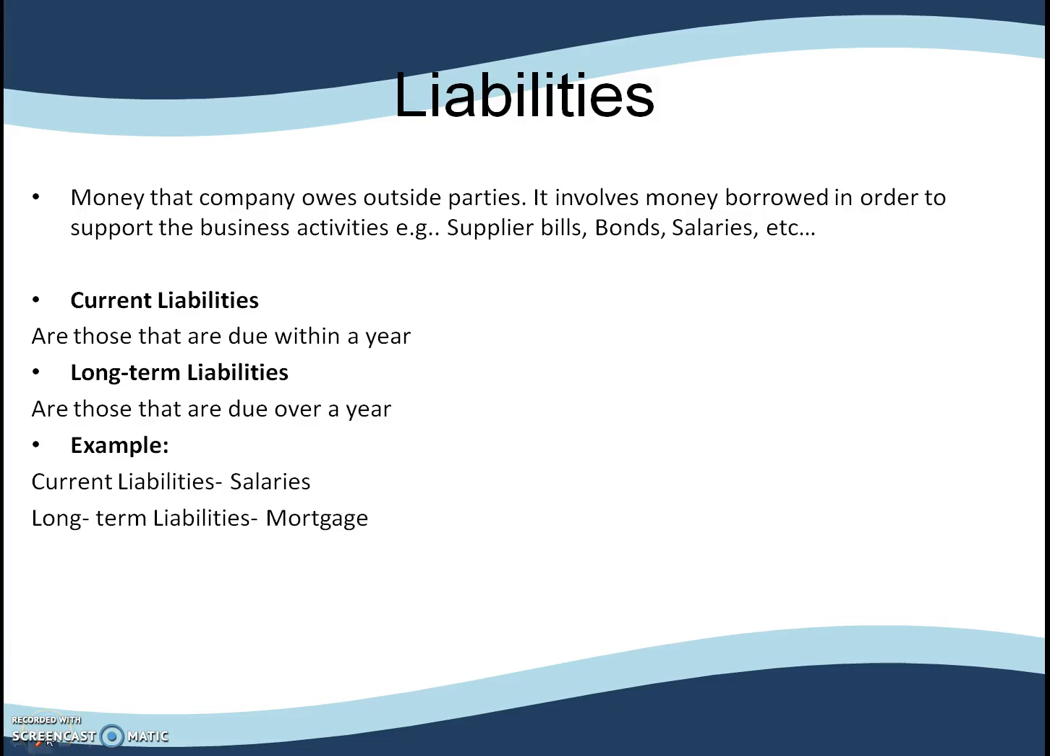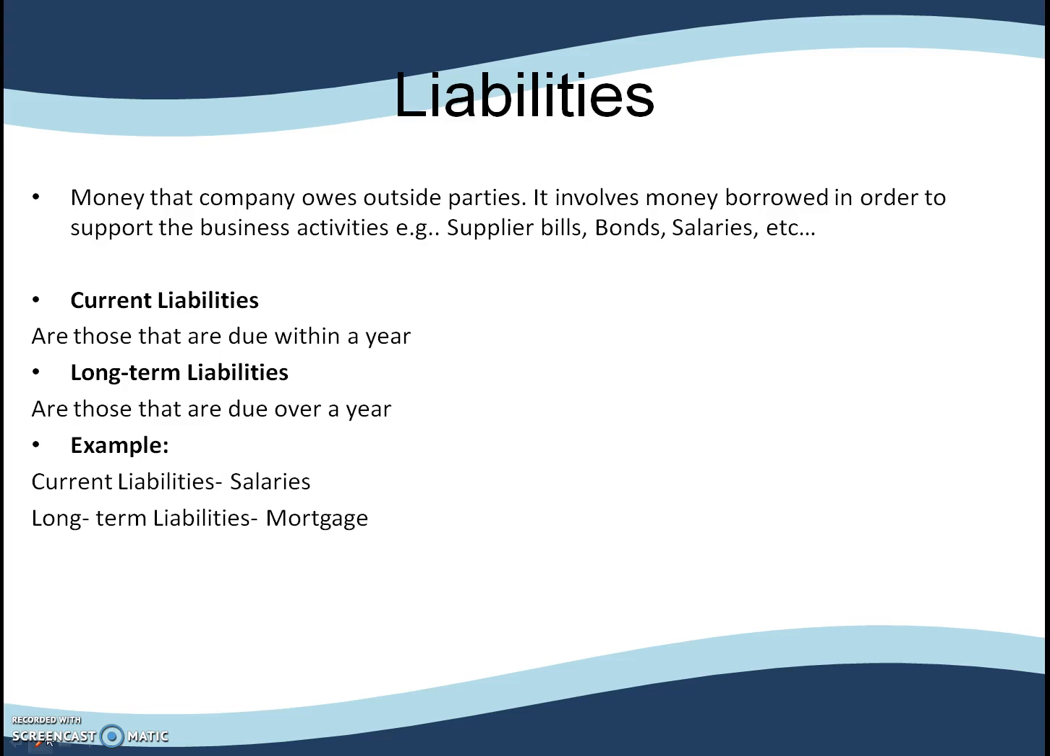Our next section is the liabilities. Remember we said that the balance sheet has 3 sections. So this section is called the liabilities. So the liabilities are money that the company owes outside parties. It involves money borrowed in order to support the business activities.